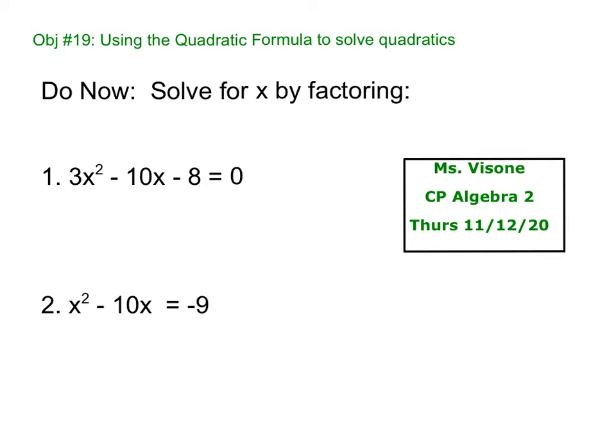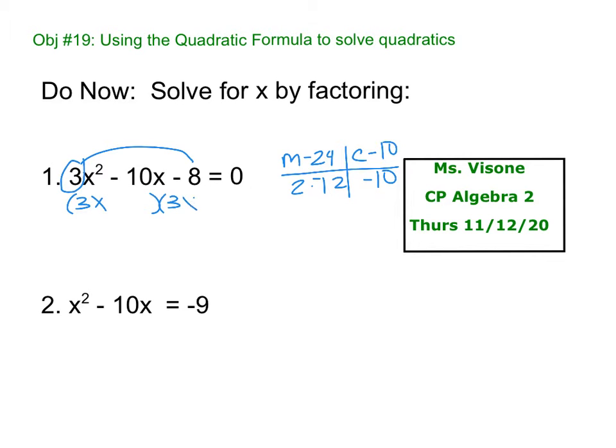So number 1's a slide, because there's this 3 in front that you can't divide by, so multiply it to negative 24, right, 3 times negative 8, and combine to negative 10. So that gives you 2 and 12, where the 12 is negative. Don't forget to put the 3 in front. That was the biggest mistake on the quiz. 3x, 3x. And then you have your plus 2 and your minus 12.